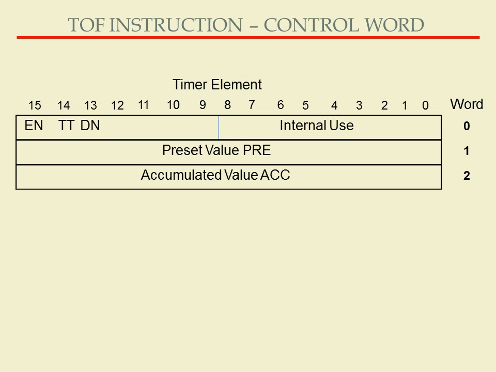So here the control word of this TOF timer is shown. It is similar to that of the TON instruction. It contains word 0, word 1, and word 2, and one word is 16 bits, so it is represented from 0 to 15. Bits 0 to 8 are reserved for internal use. Then the 15th bit is enable, the 14th is TT, and the 13th bit is DN. Word 1 stores the preset value and word 2 stores the accumulated value.